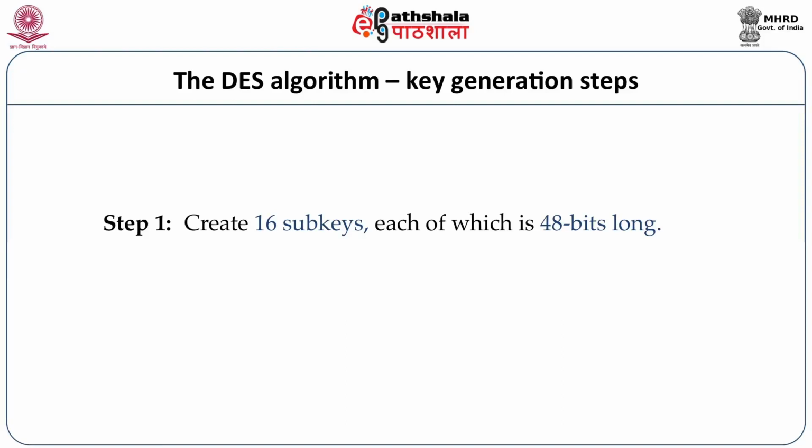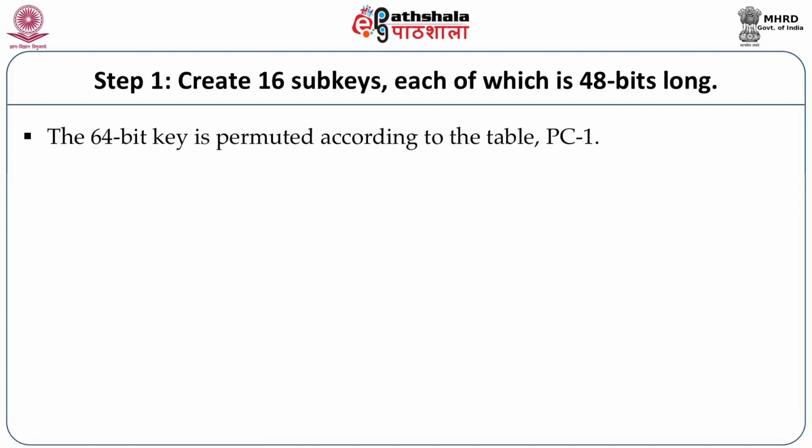DES algorithm steps are clear. Step 1 is create 16 subkeys, each of which is 48 bits long, and step 2 is encode each 64-bit block of data. So the first step is create 16 subkeys. We already have seen we have an input of 64 bits. Permutation is performed according to PC1. So PC1 is well defined by the developers of the DES algorithm.